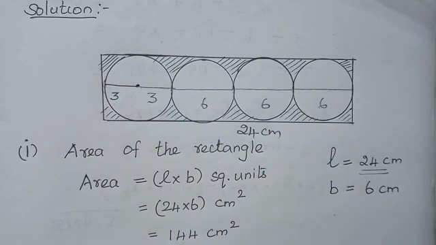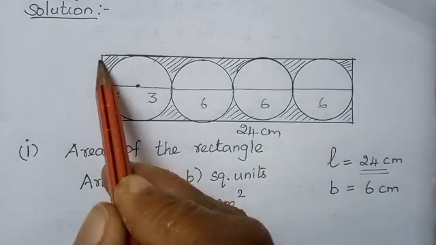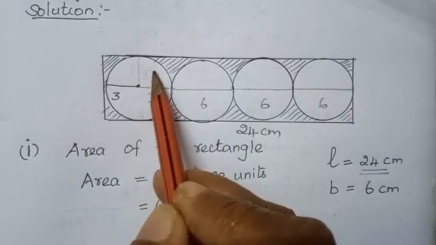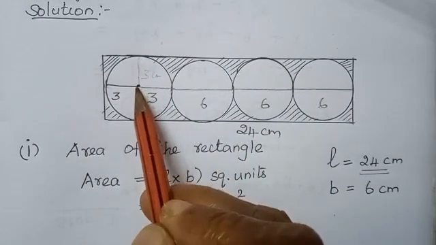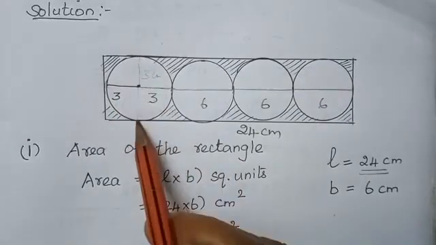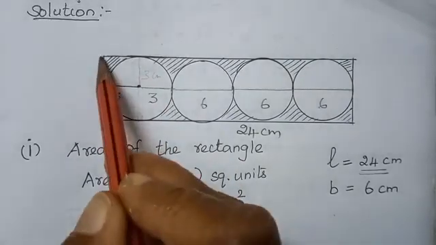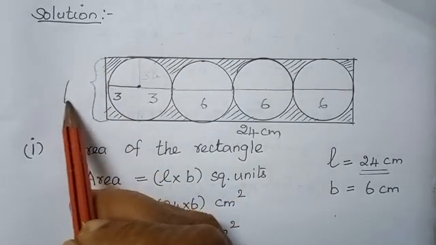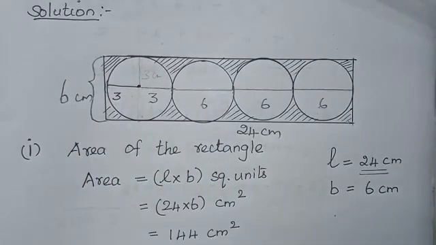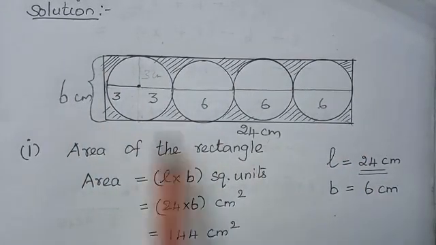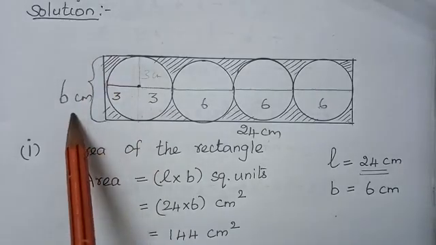Then, what is the breadth of the rectangle? Here, this is the breadth. This distance is 3 centimeter because this is the radius. Again, this also 3. So, totally how much centimeter now? 6 centimeter. Therefore, breadth of the rectangle also is 6 centimeter. Length of the rectangle is 24 centimeter and breadth of the rectangle is 6 centimeter.